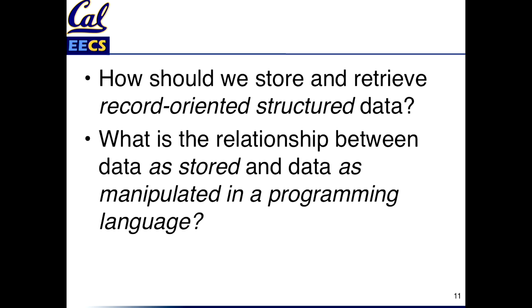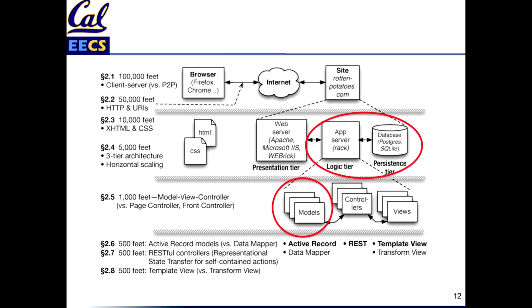So in our web apps, we're going to have to be able to store that kind of data somewhere. We're going to have to be able to retrieve it and search it. And that means that we have to have some relationship between the way we store the data and the way that we manipulate it in our programming language. So the different ways that people have tried to solve that problem, create that mapping, lead to different ways of thinking about how you should organize and store your data.